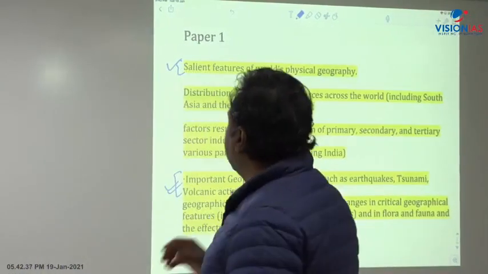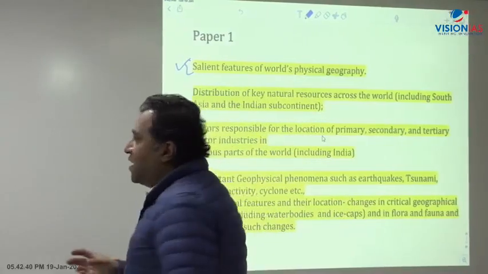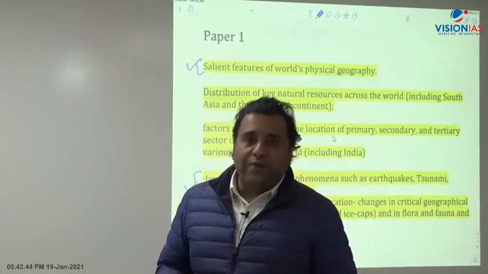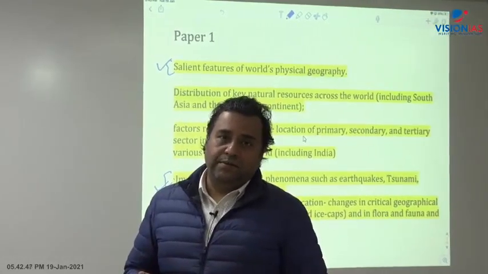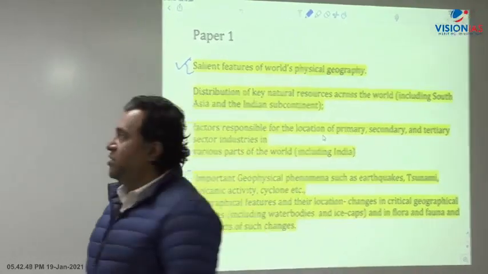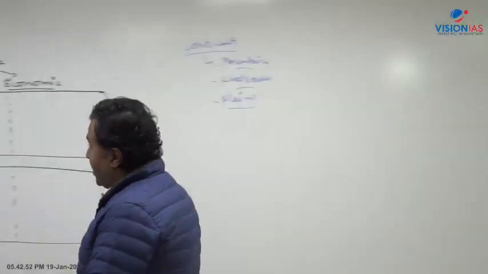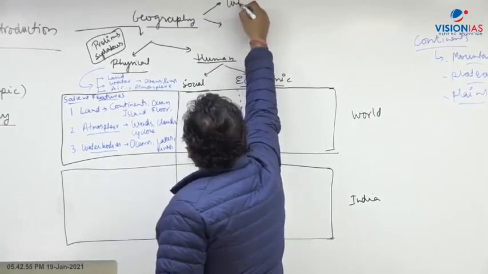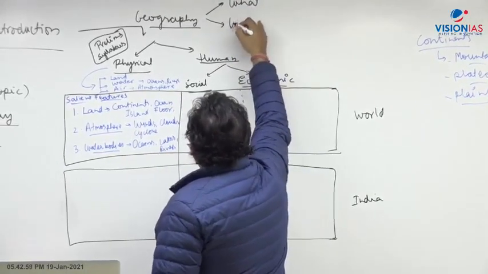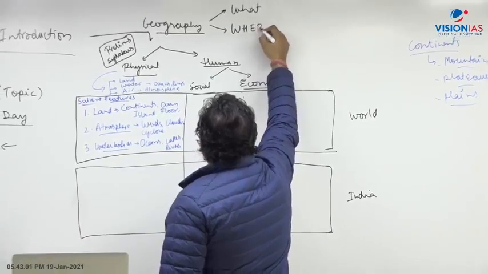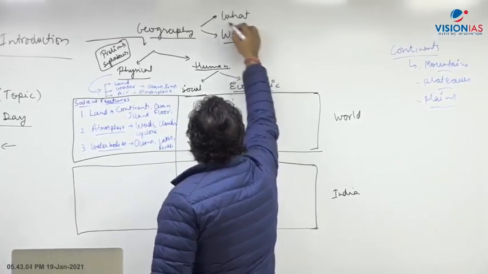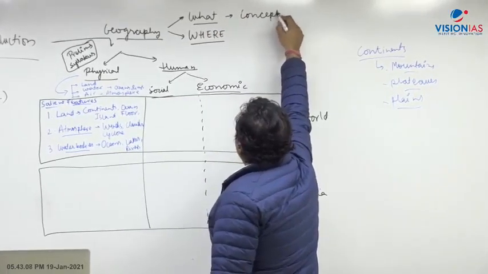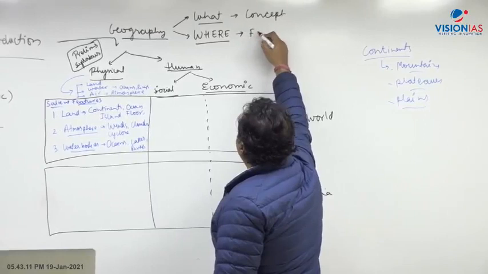Right? So all these, we don't only have to understand the phenomena, we don't only have to understand what it is, we also have to understand where it is. Because geography is about these two things. Right? And I'll write that on the top. Geography is about what, but more importantly, where. Right? Where. What is the concept? And where is the fact?